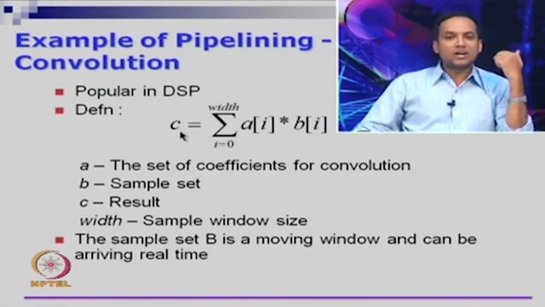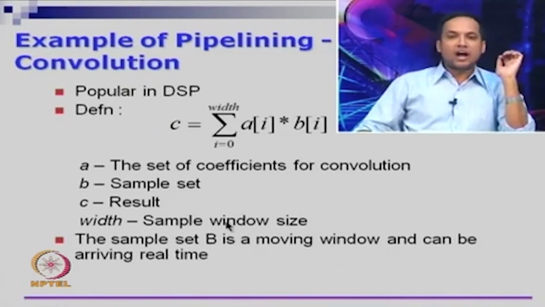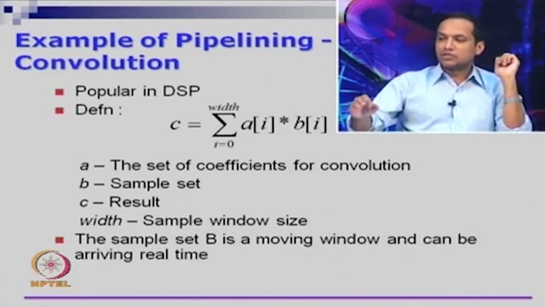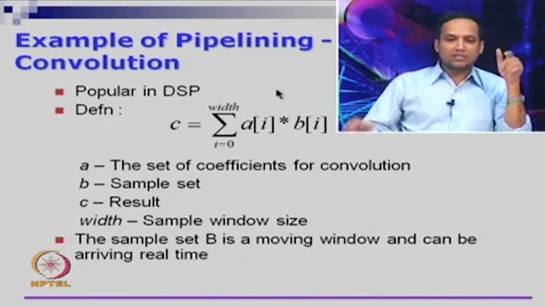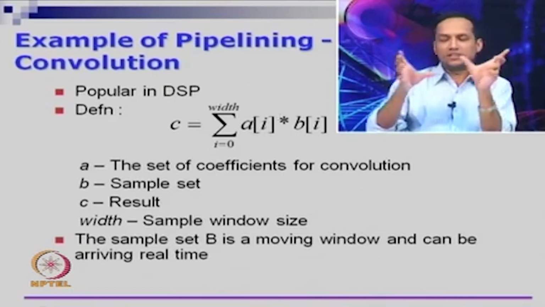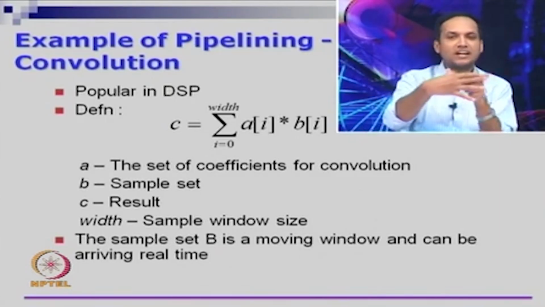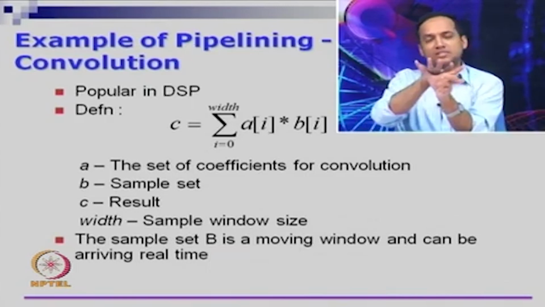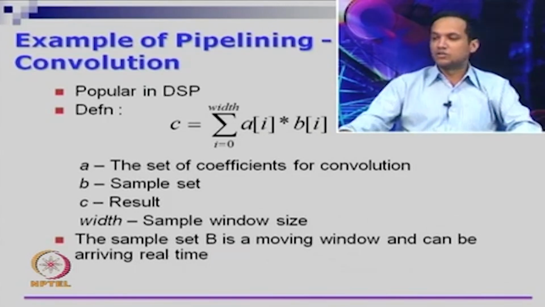This is usually called a MAC operation, and W is usually the window size, and the result is eventually stored in C. The sample set is essentially a moving window and can be arriving in real time. Whatever the width of the window is, you are processing that, and then you move the window and process it once more and so on. That is what convolution does.